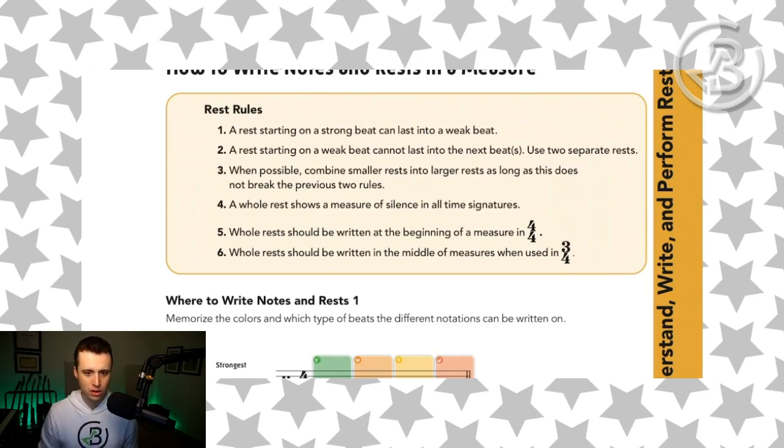Whenever possible, you're going to combine smaller rests into larger rests, as long as it doesn't break the previous 2 rules. And rule number 3 is really for beginners, because you're going to have a moment where you have like 4 quarter rests in a row, and then you're like, wait, hang on, oh, there was rule 3, combine. Because if you do rule number 1 or rule number 2 perfectly, you will not find yourself with rule number 3. So rule number 3 is just to catch you if you made a mistake in rule number 1 or rule number 2. A whole rest shows a measure of silence in all time signatures.